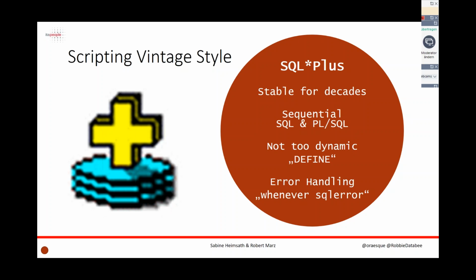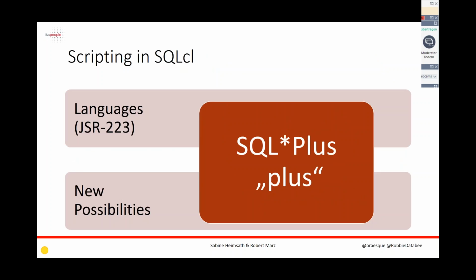In terms of what kind of scripting we can do in SQLcl, and the kind of languages we support: SQLcl, just to make this clear, is a Java program. It supports all the languages that conform to the JSR 223 specification. That's things like JavaScript, and there's a whole bunch of other languages as well. We'll come to those a bit more at the end.